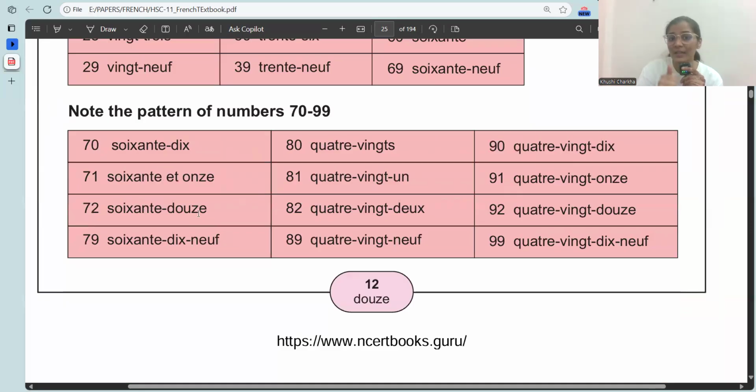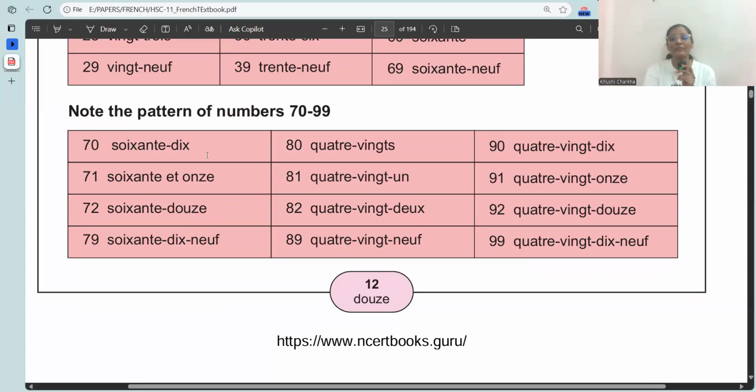Now note the pattern of 70 to 99. 70 is soixante-dix: soixante means 60, dix means 10. So 70 is 60 and 10. Then obviously after 10 you are going to use the numbers from 11 to 20. So 71 means 60 and 11, then 72 is 60 and 12, and so on, up to 79. Then 80.